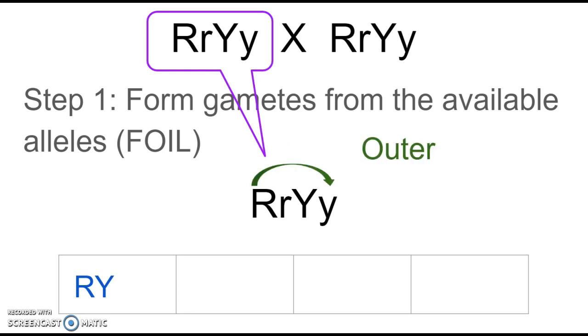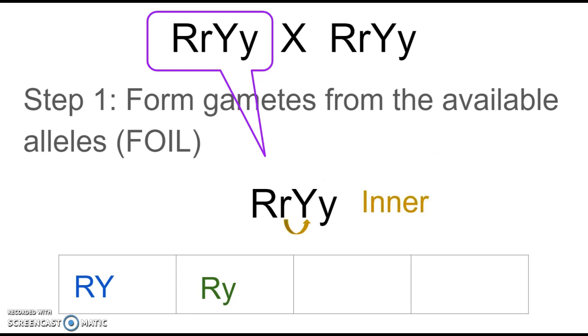O in FOIL stands for outer. Our first R with our second Y. There's our second gamete. Inner is our second R with our first Y. And last gives us our second R with our second Y. This way we get all combinations of R's and Y's for our gametes. And that's it.